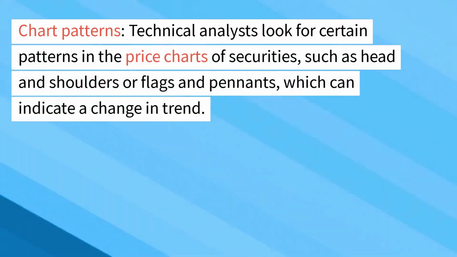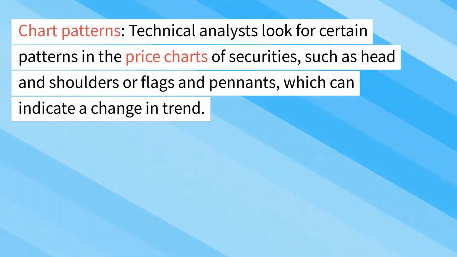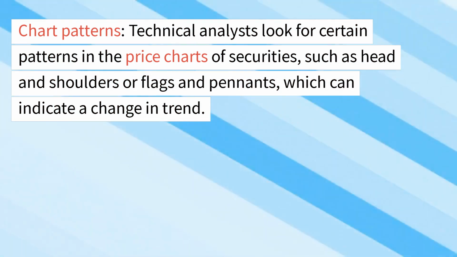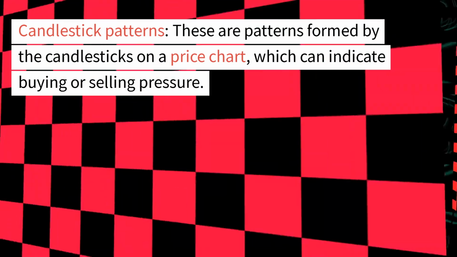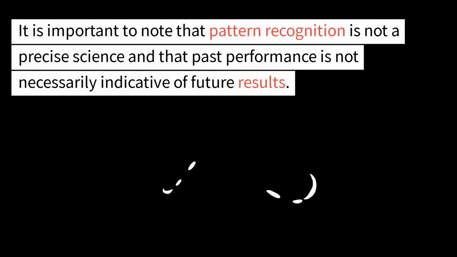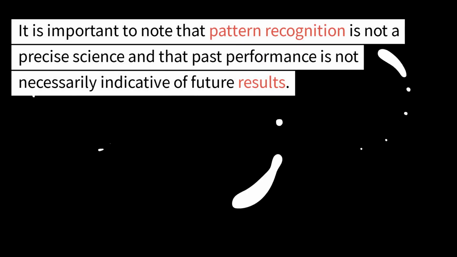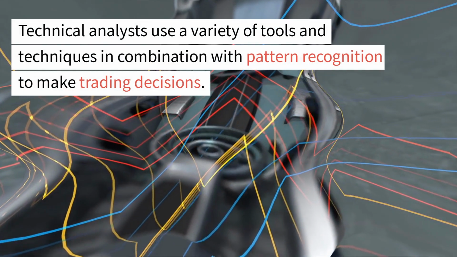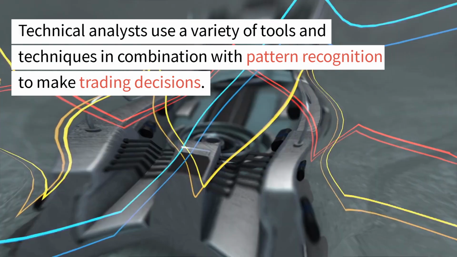Chart patterns. Technical analysts look for certain patterns in the price charts of securities, such as head and shoulders or flags and pennants, which can indicate a change in trend. Candlestick patterns. These are patterns formed by the candlesticks on a price chart, which can indicate buying or selling pressure. It is important to note that pattern recognition is not a precise science and that past performance is not necessarily indicative of future results. Technical analysts use a variety of tools and techniques in combination with pattern recognition to make trading decisions.